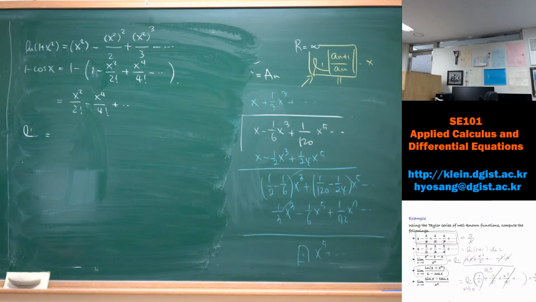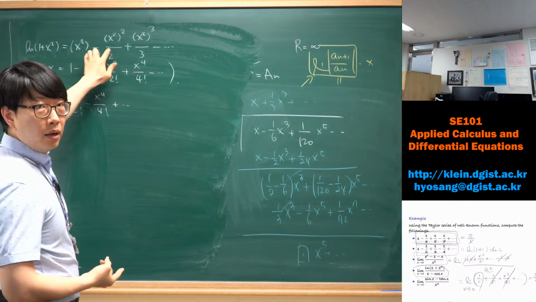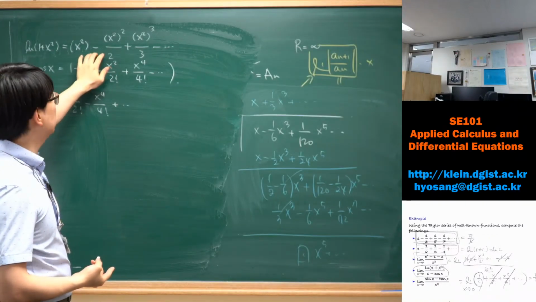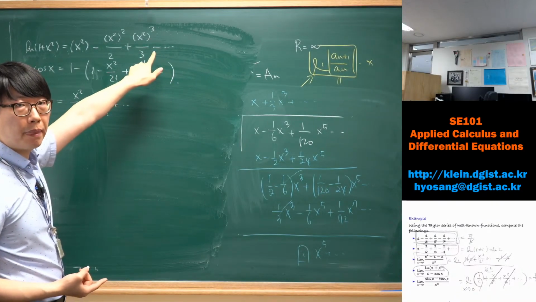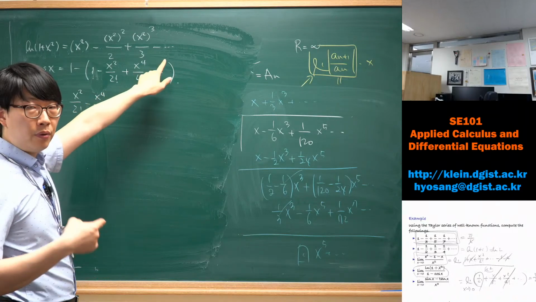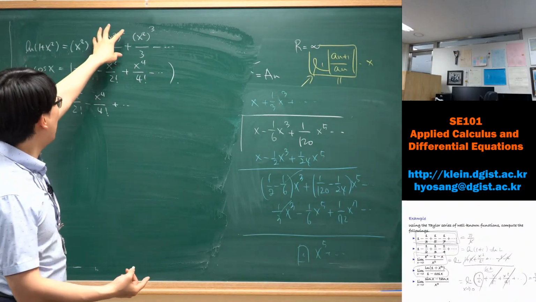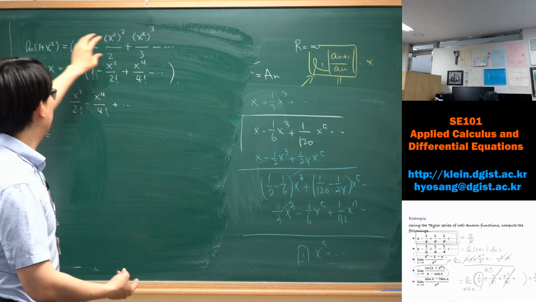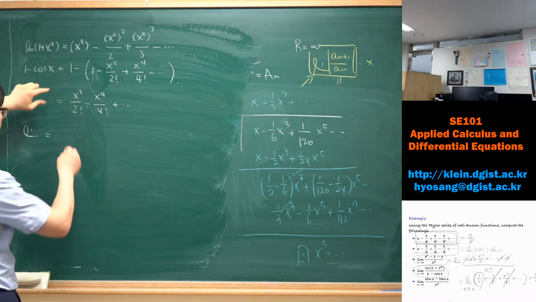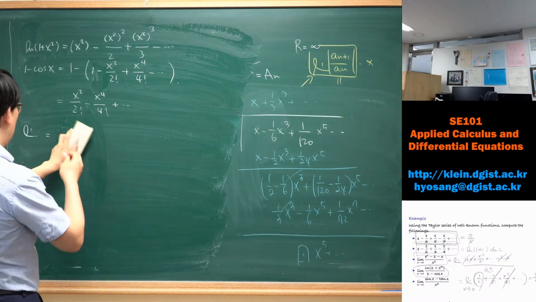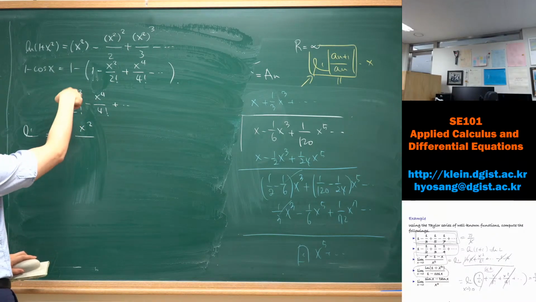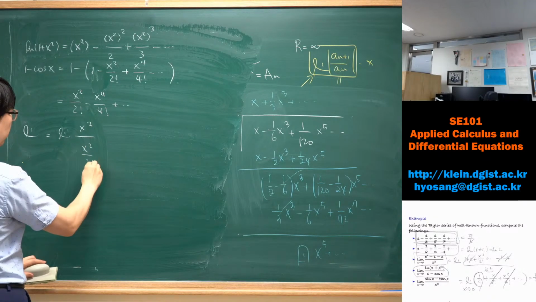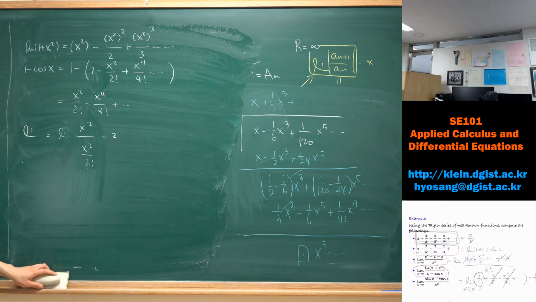So when x goes to 0, what's the dominating term on this part? What's the dominating term on this power series? x goes to 0 means that the higher power goes faster to 0 than the smaller power. So this is the dominating term. So this equals ln of x squared divided by, in the denominator, this dominating term, x squared over 2 factorial. So this is 2. Okay?